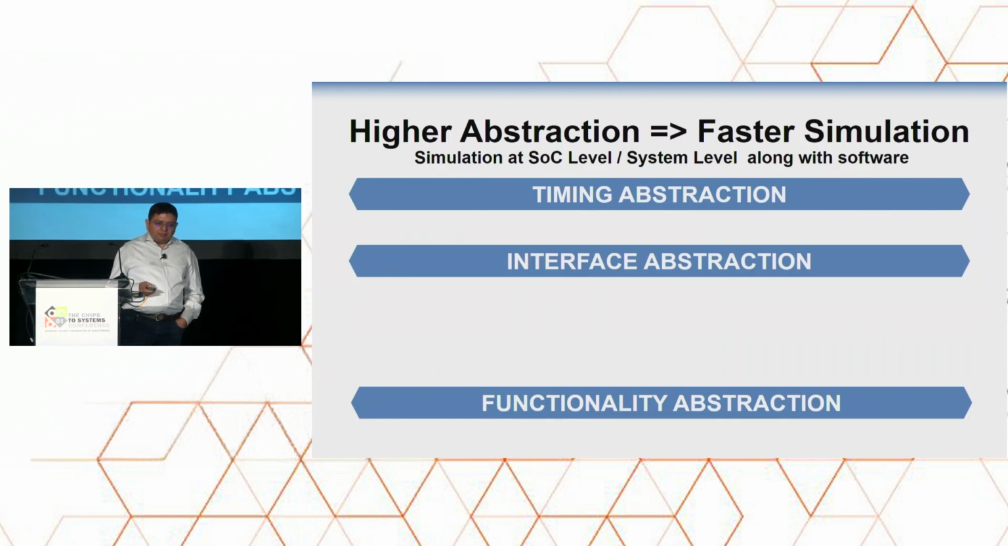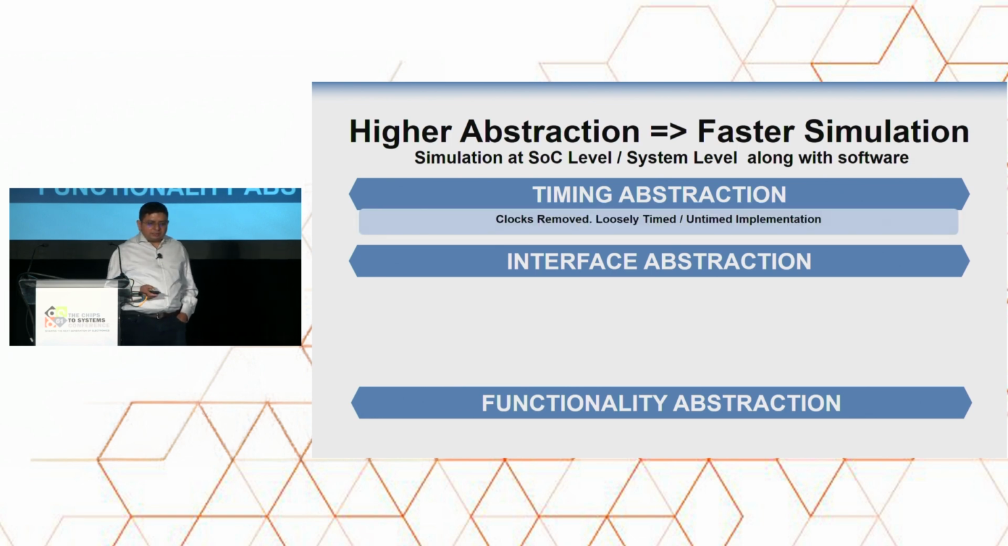As I said, the primary benefit of moving to higher abstraction is achieving faster simulation. Basically, we can do complete SoC level or system level simulation along with the software at a reasonably high speed. So how do we achieve this faster simulation? There are multiple concepts used to design at this higher abstraction level. We do timing abstraction, interface abstraction, or functionality abstraction.